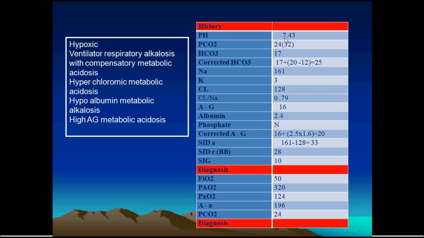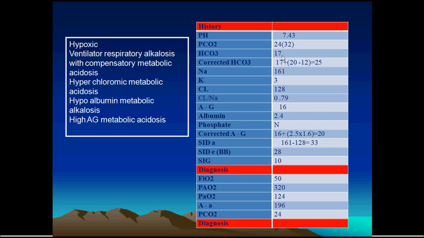So the pH here is a little bit 7.43. It is alkalotic. Carbon dioxide is 24 and bicarbonate is 17. So this is 17 bicarbonate. This is metabolic acidosis. And this metabolic acidosis should be associated with a low partial pressure of carbon dioxide, about 8 millimeters of mercury lower. But here, since the patient was on a ventilator, the carbon dioxide is more washed out. Instead of being 32, it is 24.